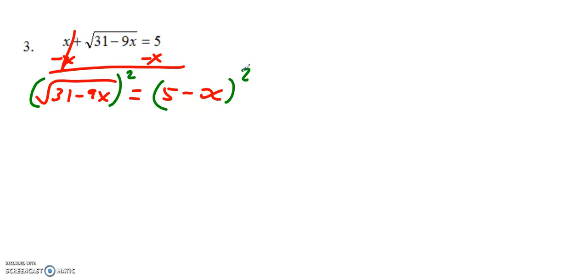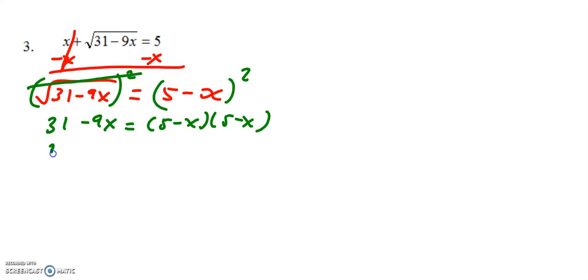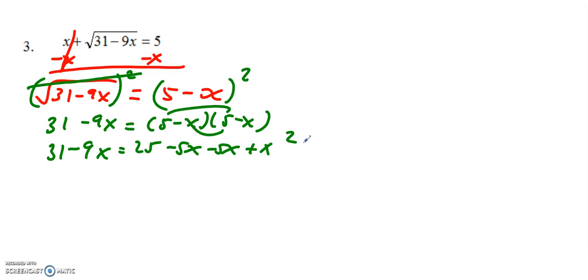Now, the problem with that is on this side, you end up getting a binomial squared, which if you wrote it the right way, ends up being FOIL. So this side ends up being 5 minus x times 5 minus x. This side, inverses, 31 minus 9x is left over. So if I go through this algebraic fun, I would get 25 minus 5x minus 5x plus x squared.